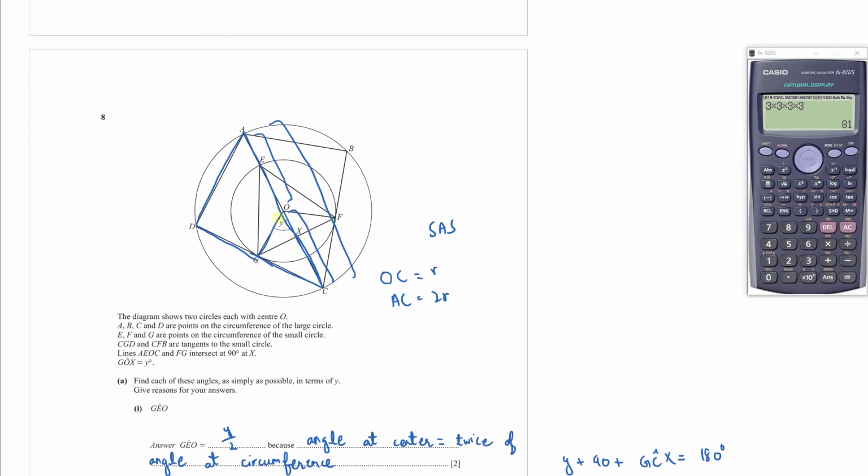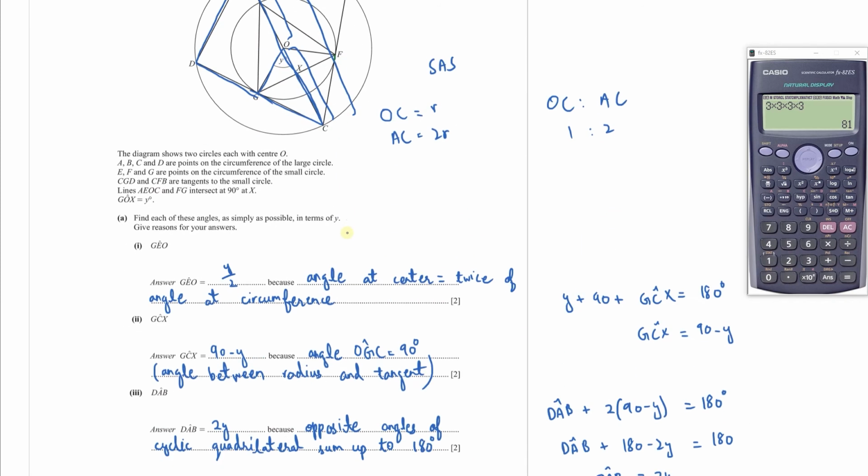So since we know that these two triangles are similar, we can find the ratio. The square of the ratio of these corresponding sides will be the ratio of the areas. So what is the ratio OC to AC? It's 1:2. R and R will cancel out, basically.